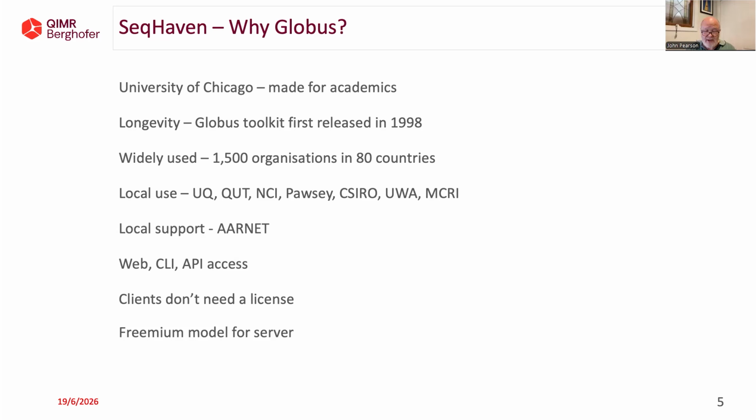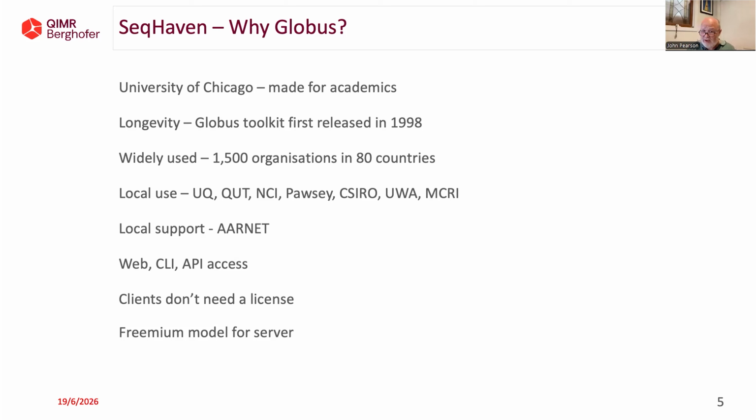CSIRO is our national science organisation. It's like the NSF, I guess. It's funded by the federal government. They're users, and then many of our collaborators, University of West Australia and the Kids Research Institute, are just two examples. So wildly commonly used, which I hadn't even realised. Local support. I can talk to Greg. That's incredibly useful. Web, command line, API.